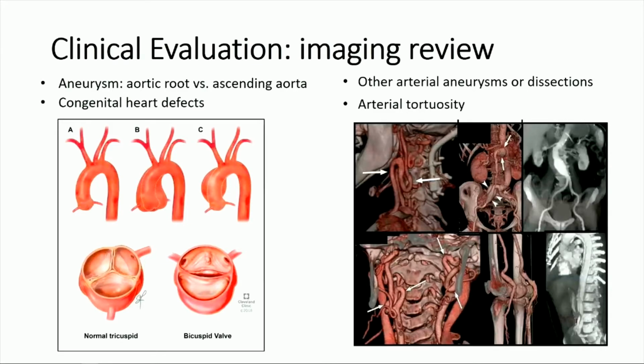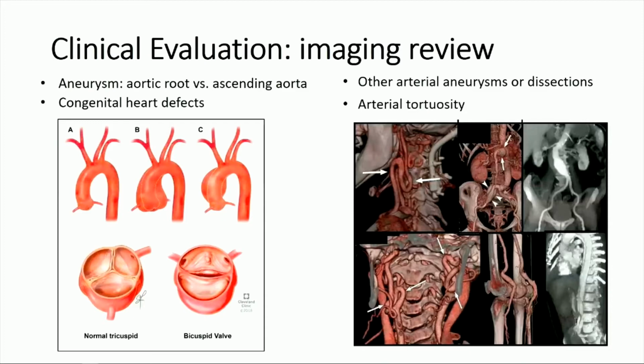On the echo, we're also looking for congenital heart defects, so not only holes in the heart, but is there valve floppiness like mitral valve prolapse? Is the aortic valve, which is typically tricuspid or three leaflets, bicuspid, which we know is a risk factor for aneurysm and dissection? And then on MRA or CTA, we're looking for things like other arterial aneurysms or dissections.